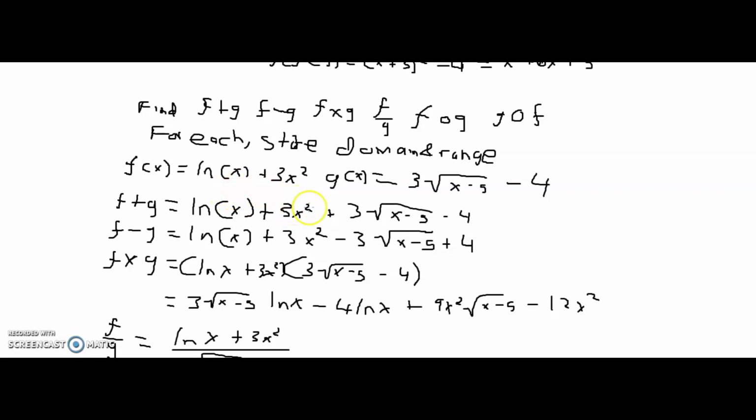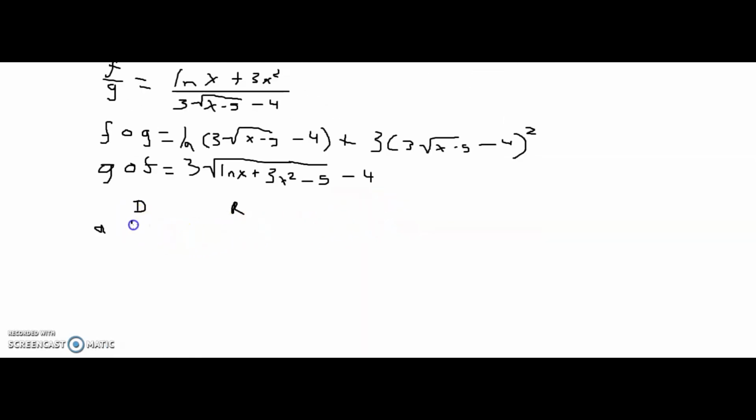3x squared has no restrictions. You can plug in whatever you want. Square root also has a domain restriction. You cannot take the square root of a negative number because it has no real answer. You get imaginary answers. And so in this case, x cannot be less than 5. Because if you plug in 4, you get 4 minus 5, and you have the square root of negative 1, which is not defined in the real set. So when you put it all together, the domain is x has to be greater than or equal to 5 in order for it to make sense.